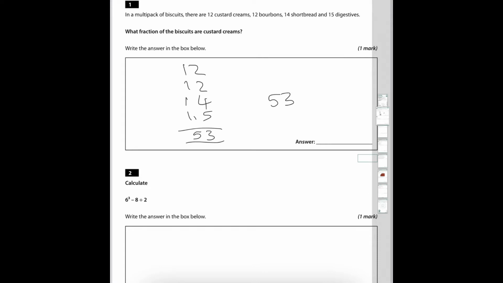And we're asking how many are custard creams. So out of those 53 there are 12. So your answer is 12 over 53. You can't change that fraction and make it any smaller. So your answer is 12 over 53. So it's 12 out of 53 is the fraction.